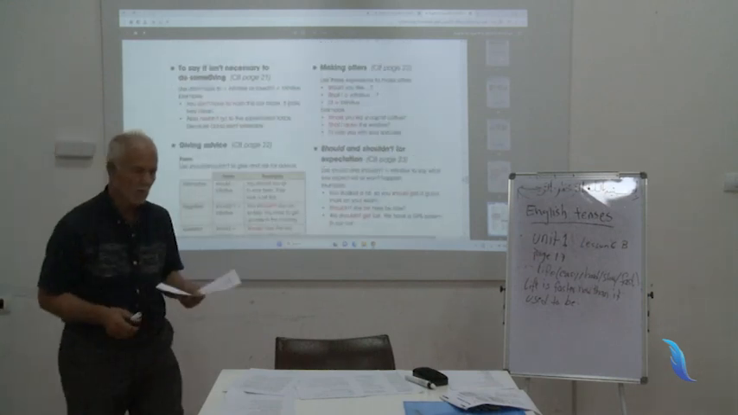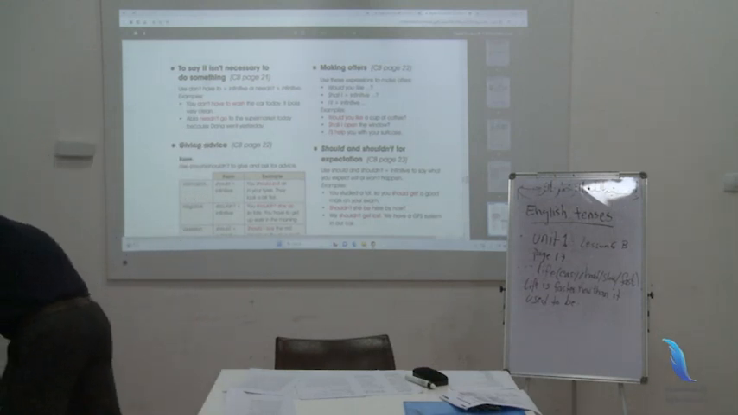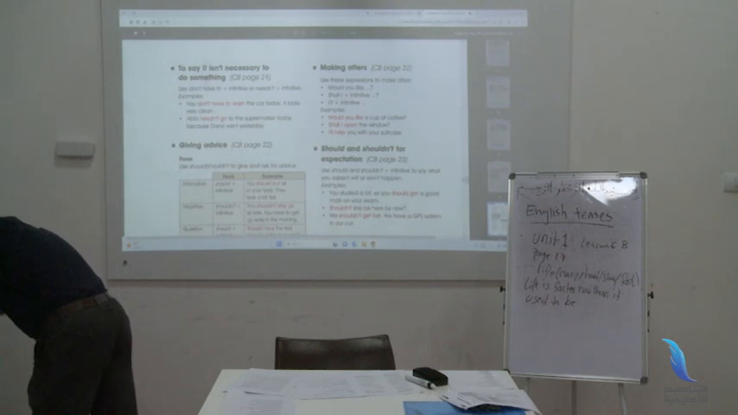To say something is not necessary, use don't have to plus infinitive or need not plus infinitive. You don't have to wash the car today. It looks very clean.